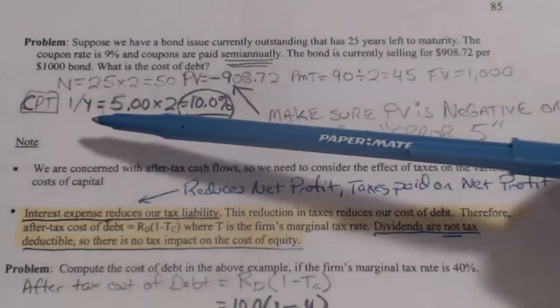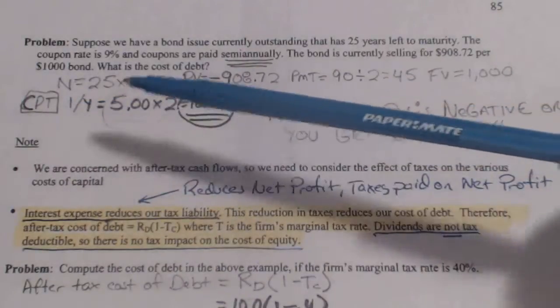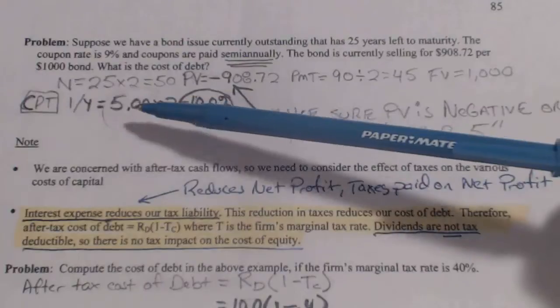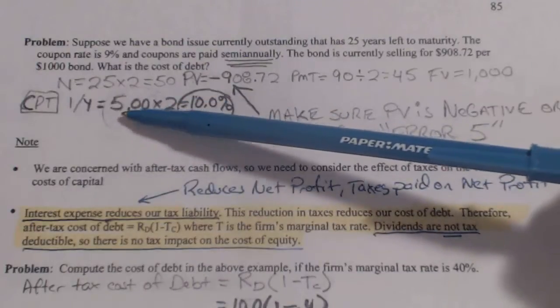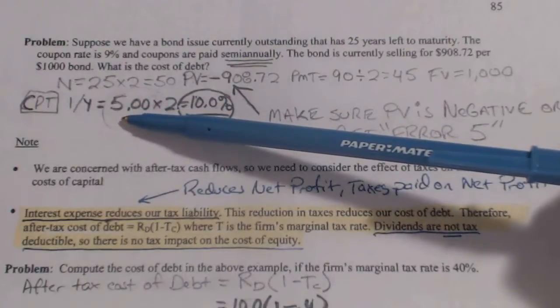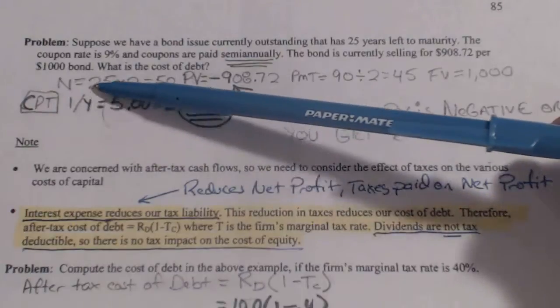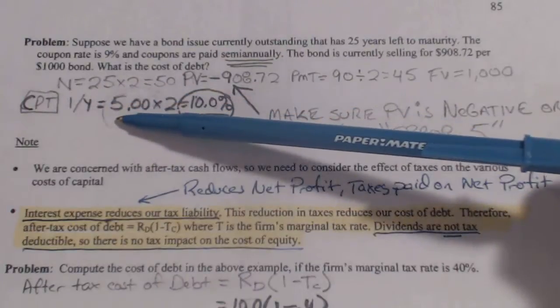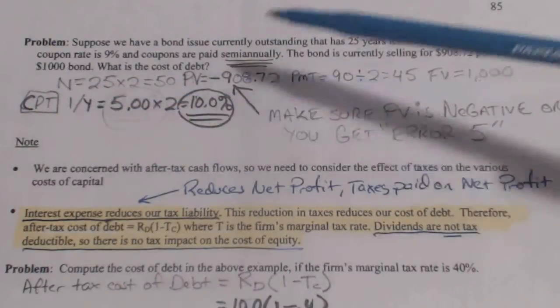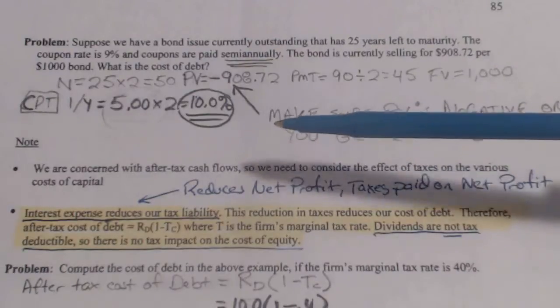Compute the IY. So the cost of debt, the IY, or you can say the RD, either way, is 5%. But since we're figuring semi-annual periods right here, you have to multiply this times 2 to get the annual percent, and that's 10%.